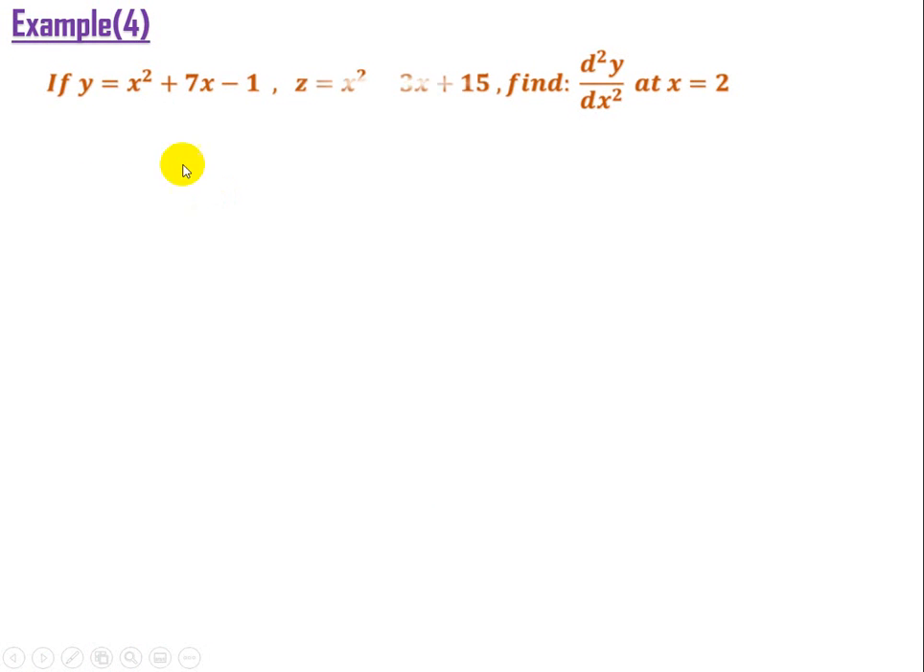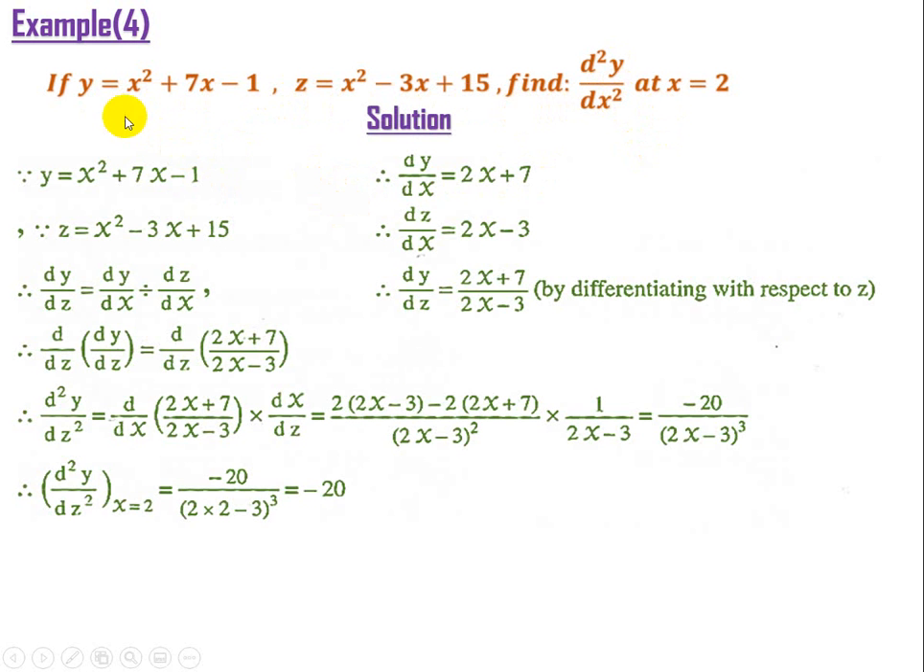Example number 4. If y equals x^2 + 7x - 1, z equals x^2 - 3x + 15, find d²y/dx² at x equals 2. From the first one, y equals x^2 + 7x - 1, so dy/dx equals 2x + 7. Since z equals x^2 - 3x + 15, dz/dx equals 2x - 3.